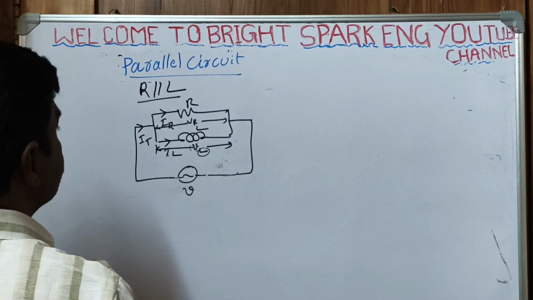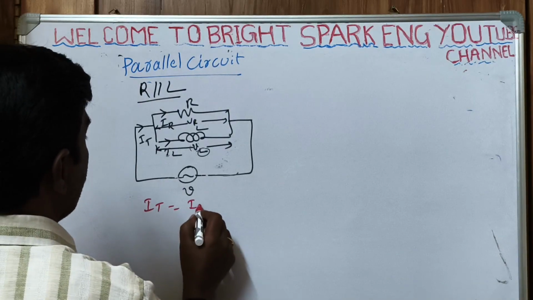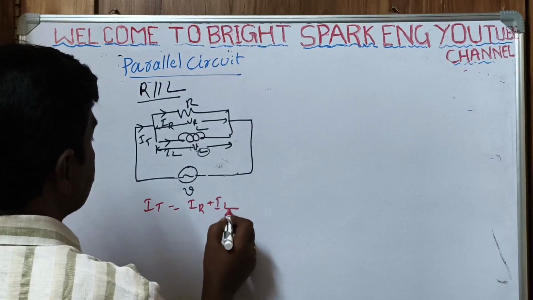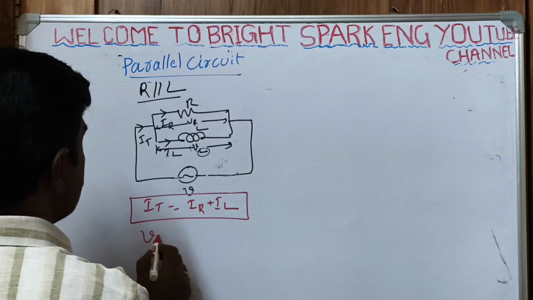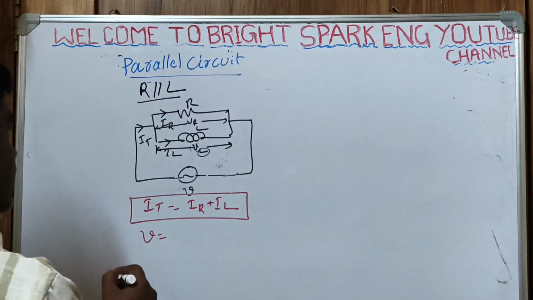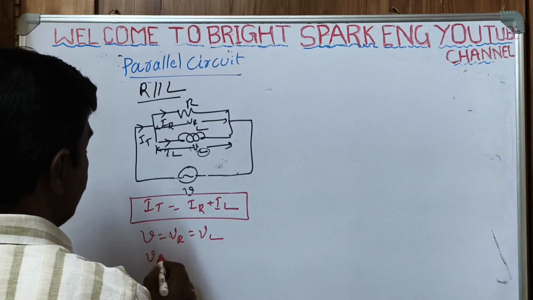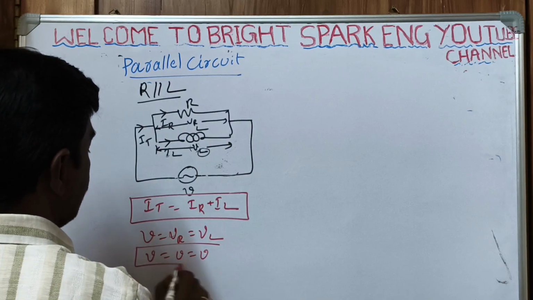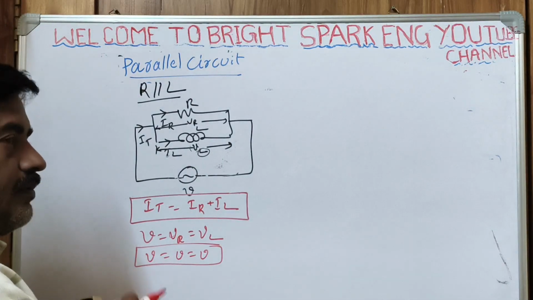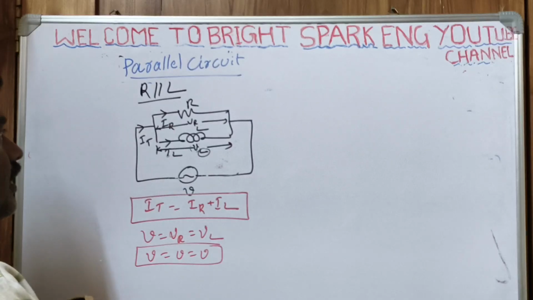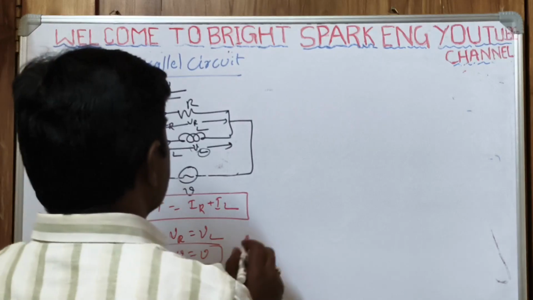Next, the total current I of t is I of R plus I of L. Here V is the same as in the resistance parallel circuit. V is equal to V of R is equal to V of L. That means the voltage is the same in each parallel branch, equal to the supply voltage.